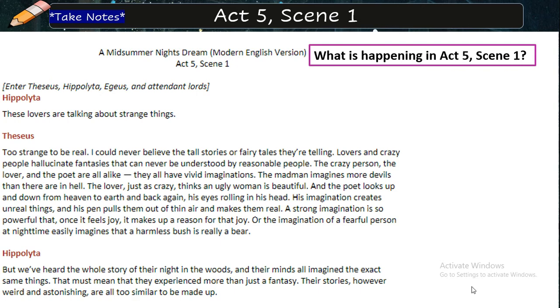And so I'll stop there, and I want us to just go ahead and break down what's being said in each line. What is happening in this conversation right now? And so Hippolyta says these lovers are talking about strange things. So I want you to go ahead and write in your notes which lovers, who is she talking about? Who are the characters here that Hippolyta is referring to? So take about 30 seconds and just jot that down so that we know we're all on the same page.